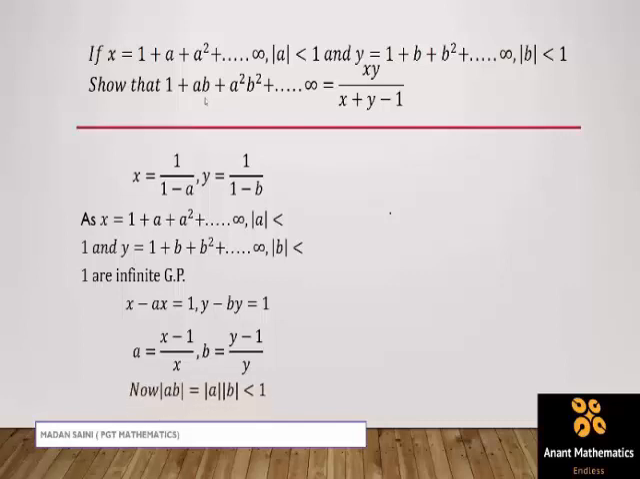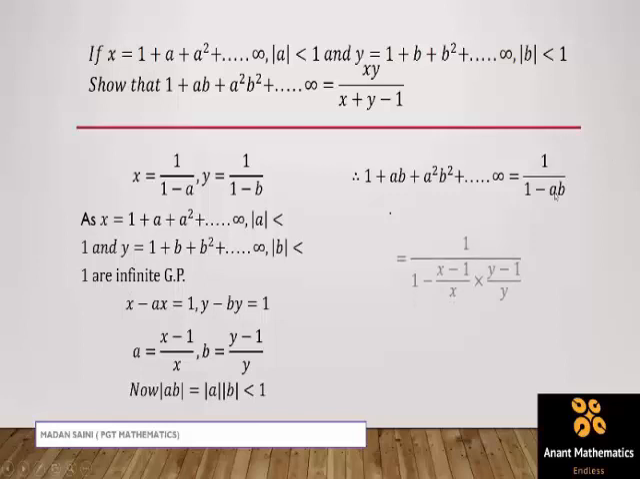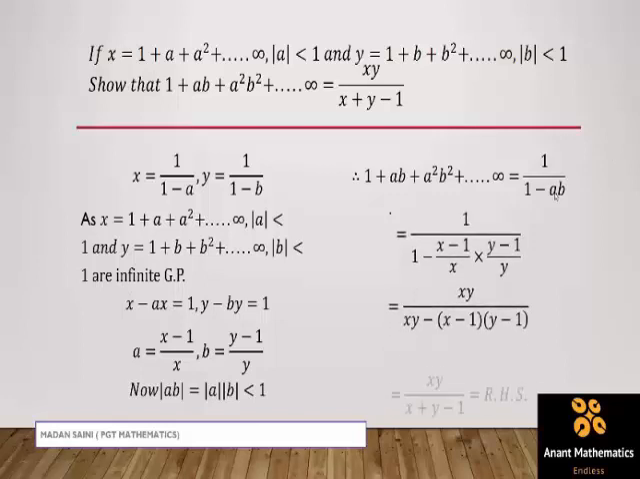So considering the modulus value of ab, that is equal to modulus value of a times modulus value of b, both of which are less than 1, as given in the question. So the modulus value of ab is less than 1, so we are able to apply the formula. According to the formula, the sum will be equal to 1 upon 1 minus ab. We already have the values of a and b in terms of x and y. You can directly substitute the values of a and b here and simplify the expression. You will get the right hand side of the given expression.